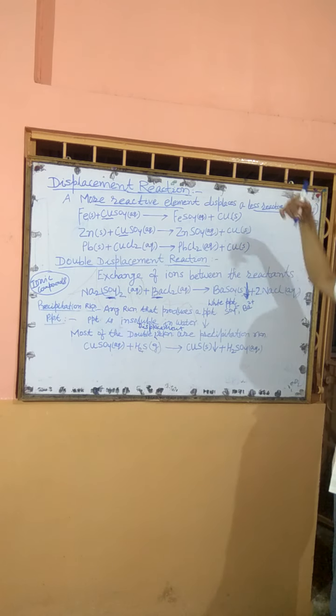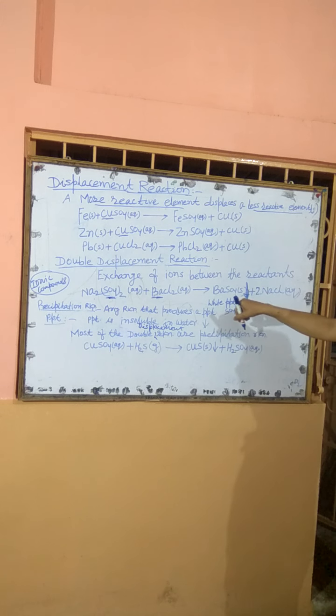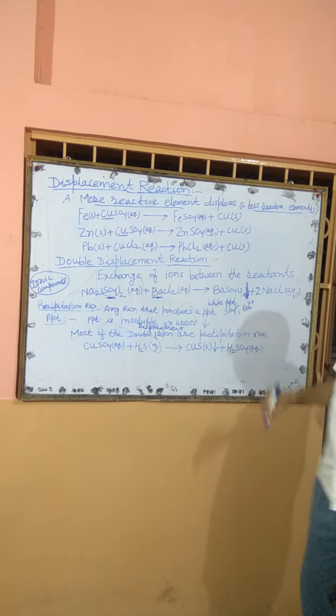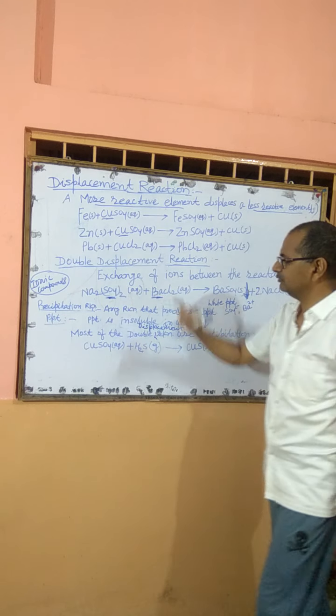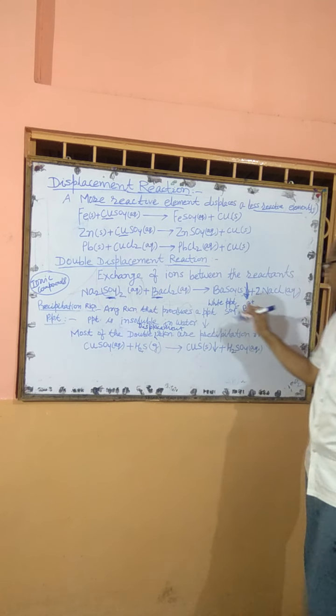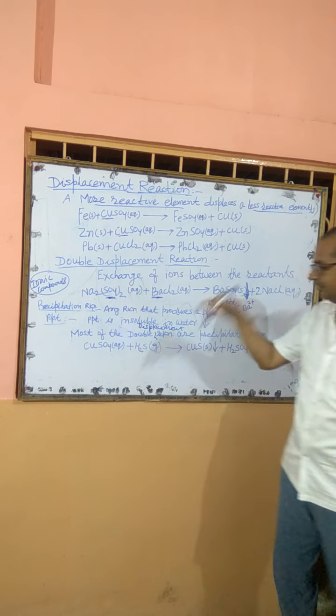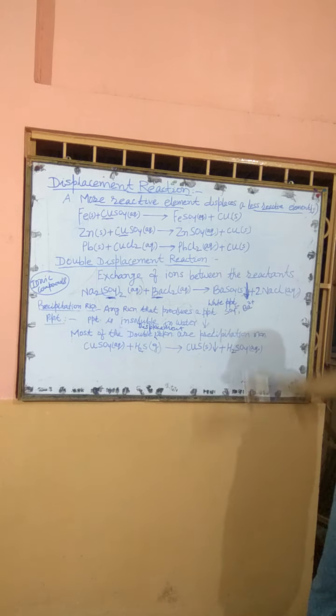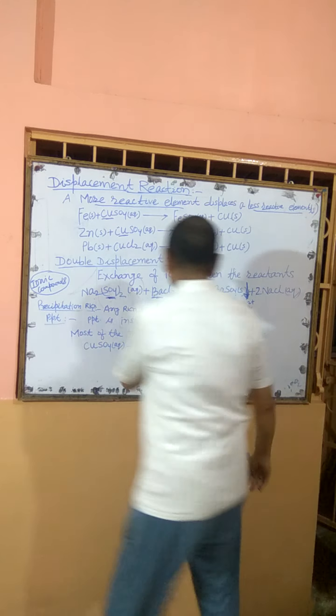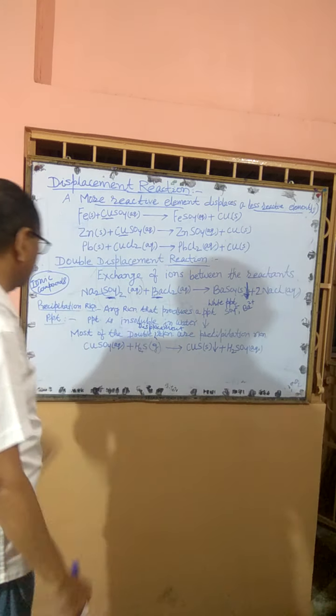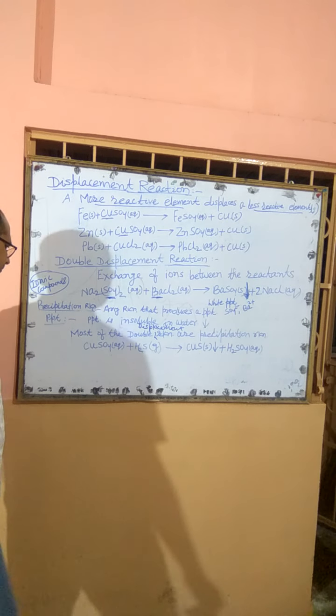This is the sign of a precipitate, and 2NaCl is formed. So these are the reactants, both in aqueous form, and on the product side you see that sodium chloride is in aqueous form and barium sulfate becomes solid, and this is the precipitate. A precipitate is insoluble in water.